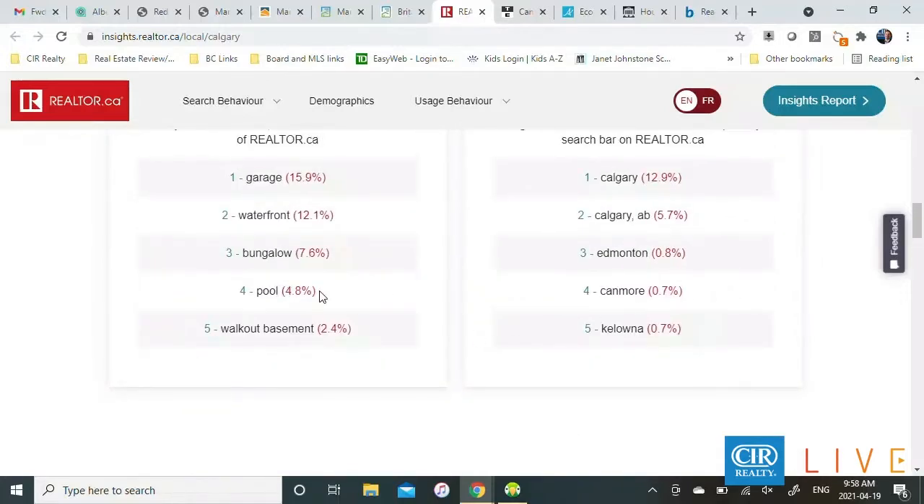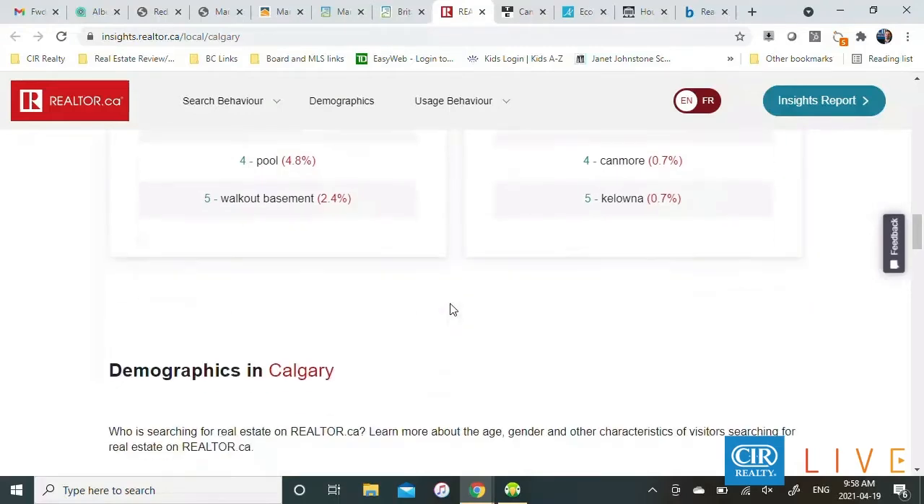But some of the stuff that I really like about this is, well, this is actually interesting. 5% of people are looking for pools. That's probably because people are spending a lot of time in their backyards. So that one's kind of funny.